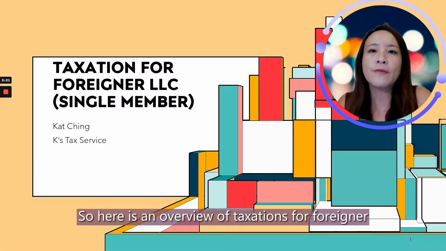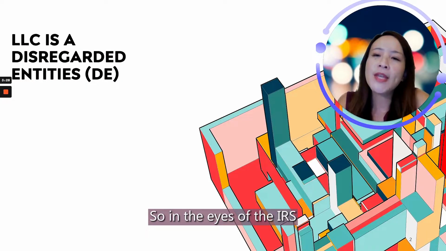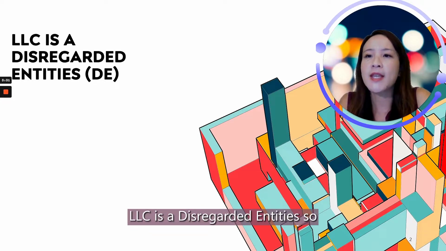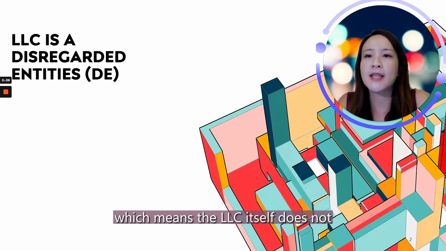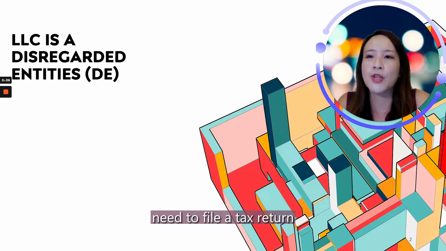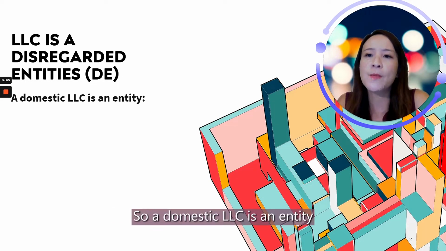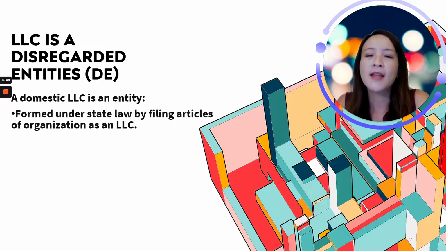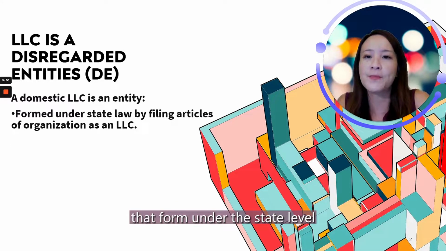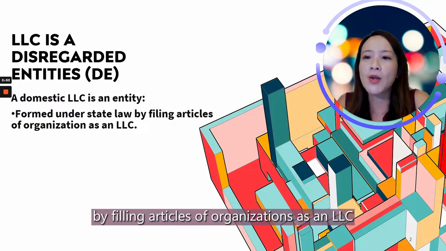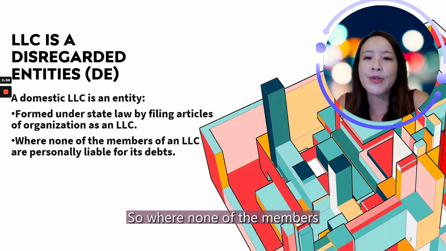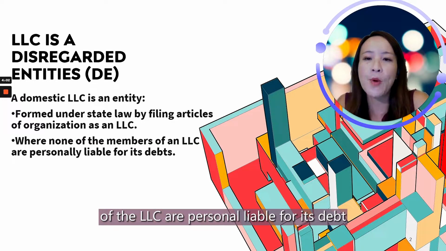So here is an overview of taxation for a foreigner LLC as a single member. In the eyes of the IRS, an LLC is a disregarded entity, which means the LLC itself does not need to file a tax return, but it will just flow through to the owners. A domestic LLC is an entity that's formed under state law by filing articles of organization as an LLC, where none of the members of the LLC are personally liable for its debts.